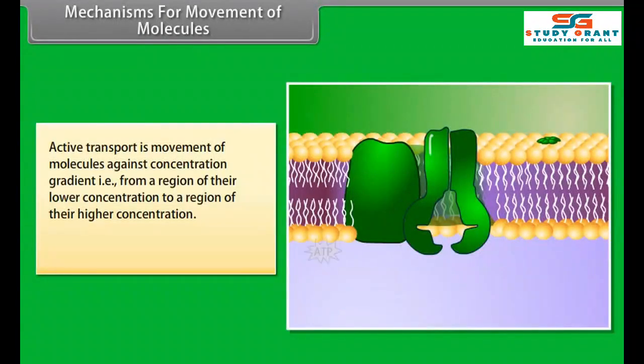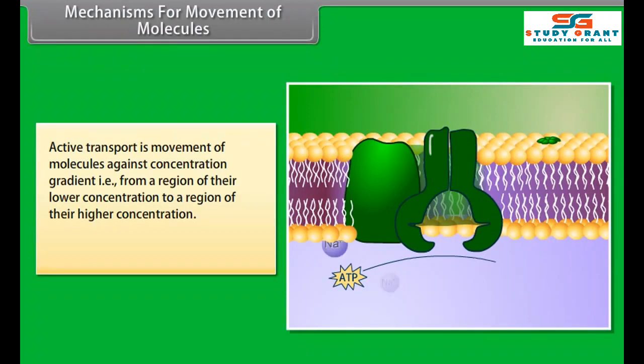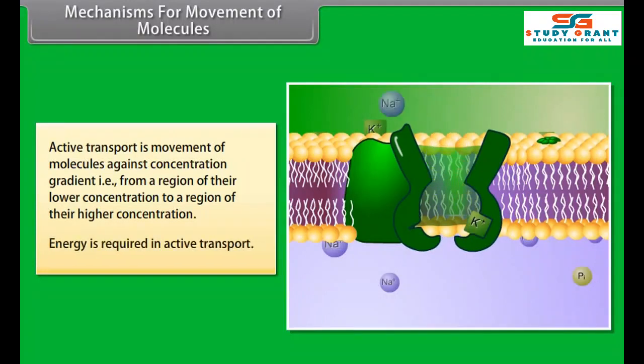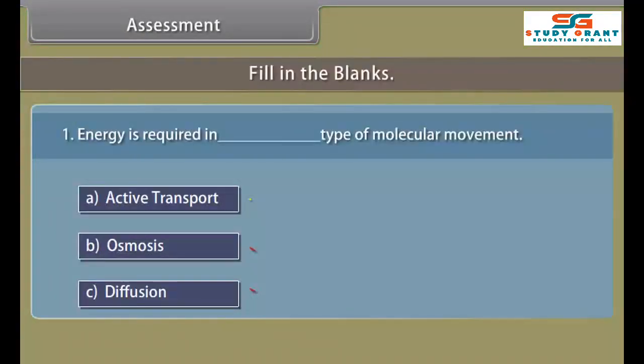Active transport is movement of molecules against concentration gradient, that is, from a region of their lower concentration to a region of their higher concentration. Energy is required in active transport.